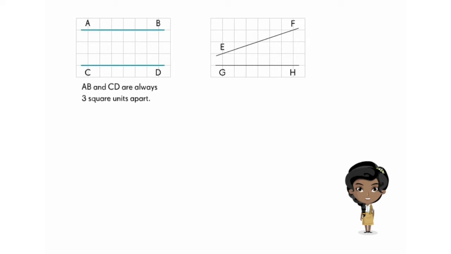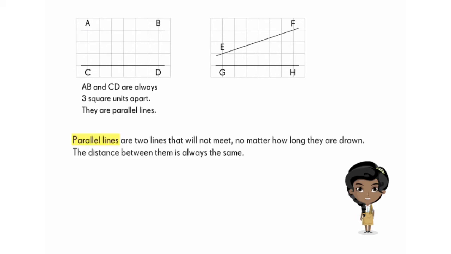AB and CD are always 3 square units apart. They will never meet. We say that they are parallel lines. Parallel lines are two lines that will not meet, no matter how long they are drawn. The distance between them is always the same.